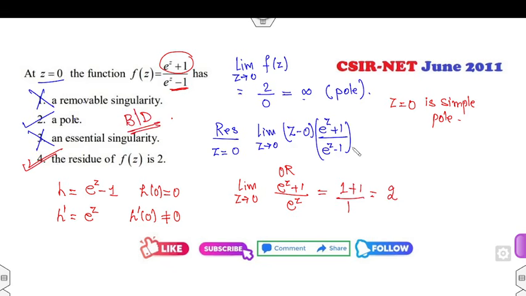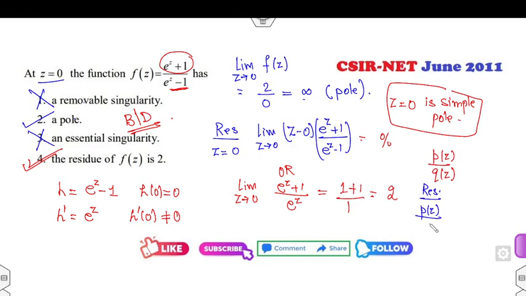You can also solve it the same way. This is the 0 by 0 form. You can apply L'Hopital's rule. Again, you will get the same answer. But once it's a simple pole, if your function is p(z) over q(z), then you can find the residue as p(z) divided by q dash of z at the given point.